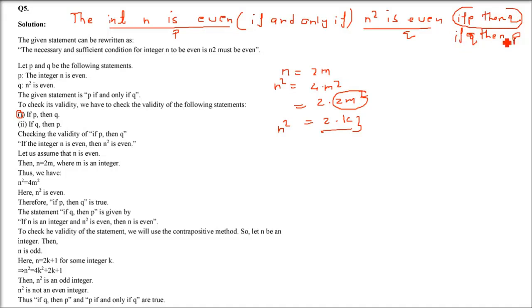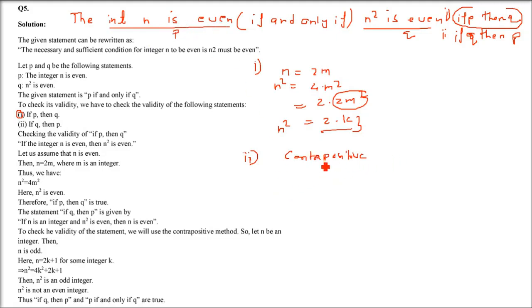Now let us come to the second part. The second part is if Q then P, that is, if n square is even, then n has to be even. And let us try doing it using the contrapositive method. Normally you can easily do it, but I'll try the contrapositive method. That is, for if Q then P, we say if not P, then not Q. It's exactly the same.